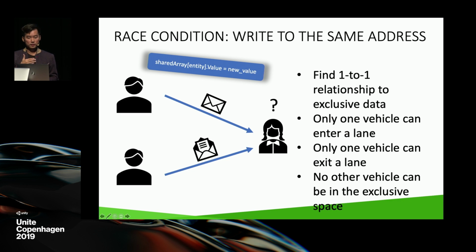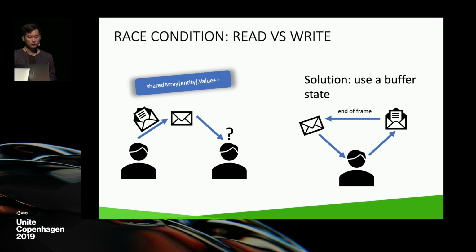So in order to avoid race condition, you need to figure out all of these one-to-one relationships in your data, as many as possible. The second race condition is that you read and write at the same time to the same address. Because things happen in parallel, you don't know whether your read operation will be done first or your write operation will be done first. The value that ends up in your memory will be unknown. A very simple example would be just this line of code. You try to read from this value and increase it right back. And because it's parallel programming, this can happen on multiple threads at once, and you end up with unknown data.